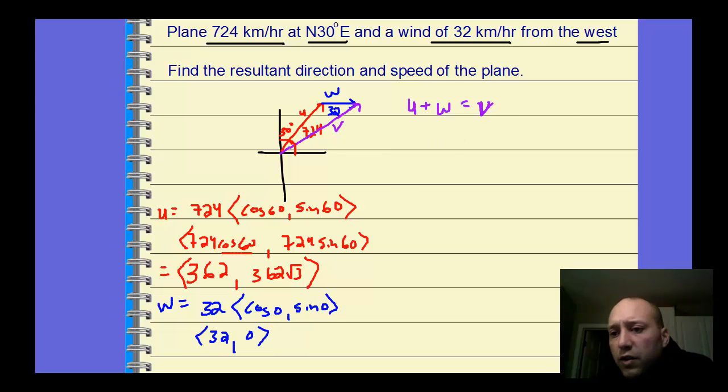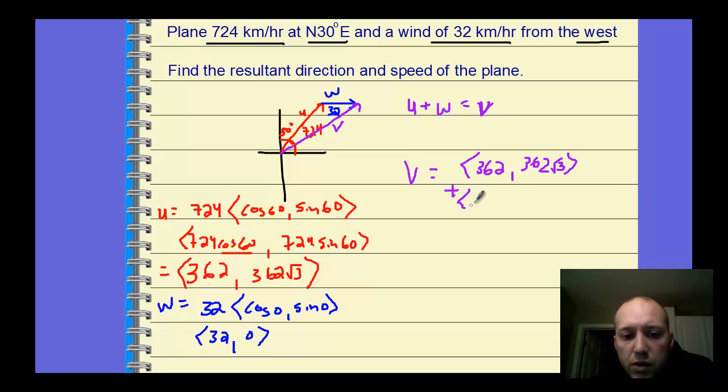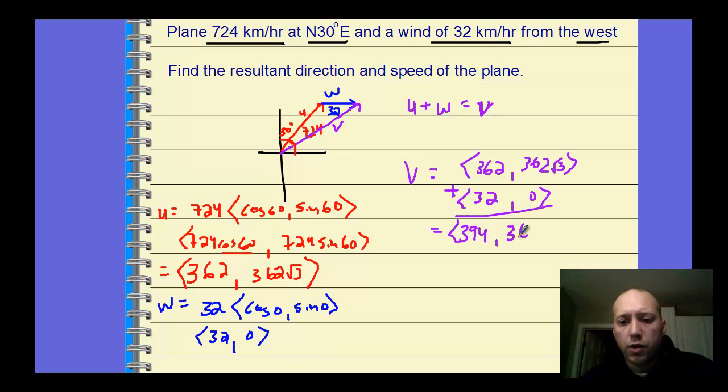And so to find vector V, we're going to take vector U, 362 comma 362 root 3, and then add to it 32, 0. And so the result we end up getting for vector V is 394, 362 root 3 as the component form. So that's the math, but now we've got to apply it back to the problem.